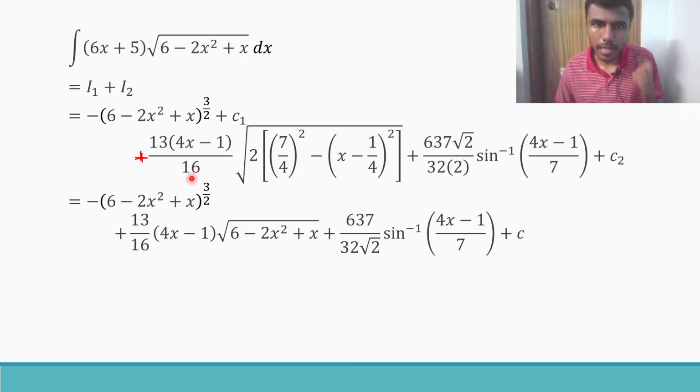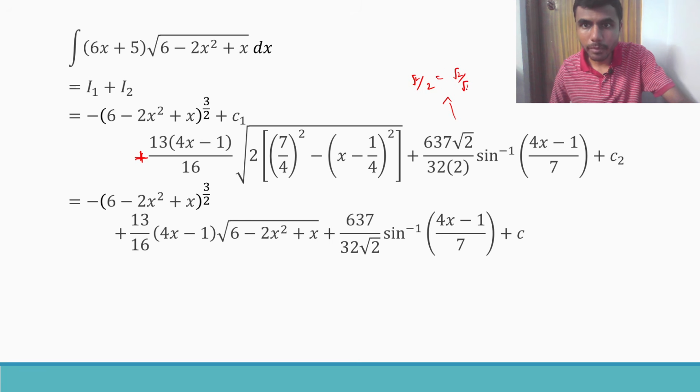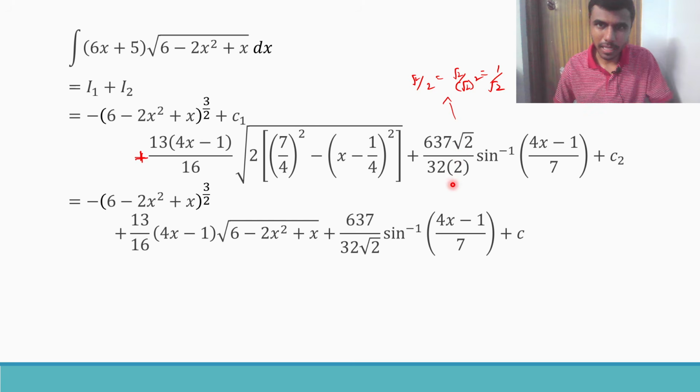Now listen here: root 2 by 2. 637 by 32 is as it is. Root 2 by 2 is nothing but, I'll show you, 2 can be written as root 2 whole square, so I'd get 1 by root 2. The root 2 in the numerator and one root 2 of the square cancel, so ultimately I'll get root 2 in the denominator.